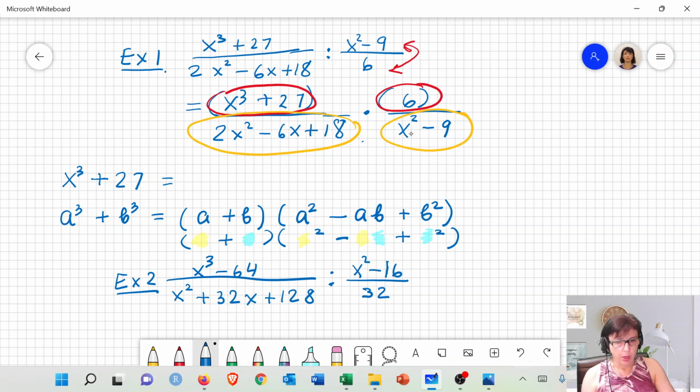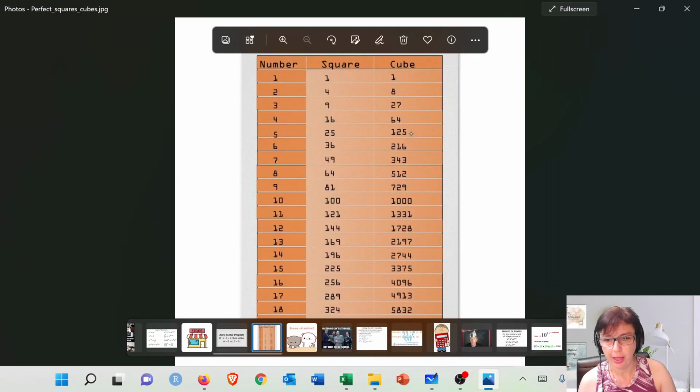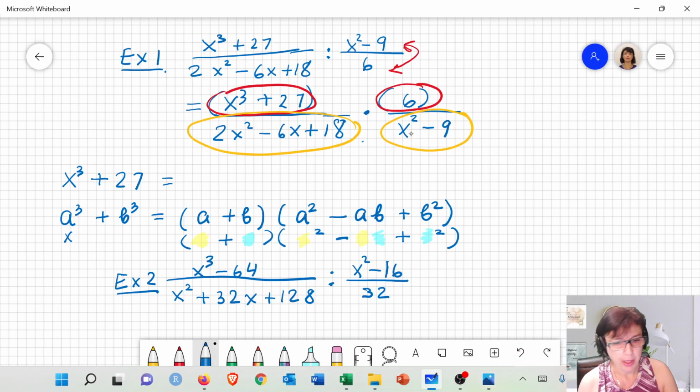Okay. So x cubed is the cube of what? That would be x, right? So A is really x. And B, you have to think about, okay, 27 is the cube of what? Well, for that, we have a chart. And 27 is the cube of 3. So this is going to be 3. Okay, so let's see. Replace everywhere where you see yellow with x. X, x. Everywhere where you see blue, replace with 3. 3, 3, 3. So this is really multiplication.